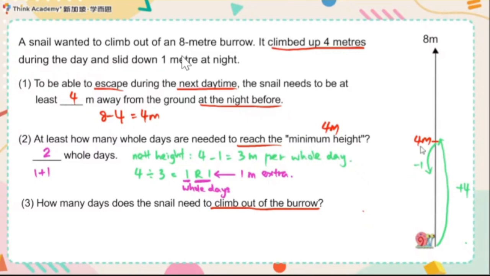Now that I have already used 2 whole days to cross the 4 meter mark and arrive at somewhere above, right? For my CO kids, this is called the sprint zone.